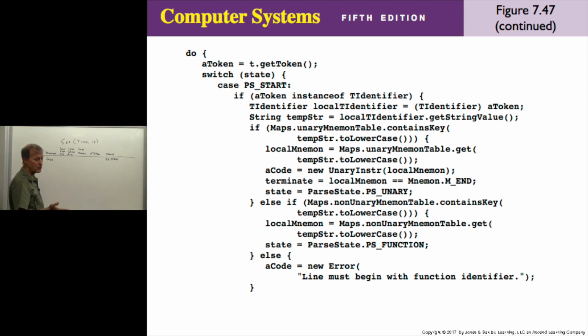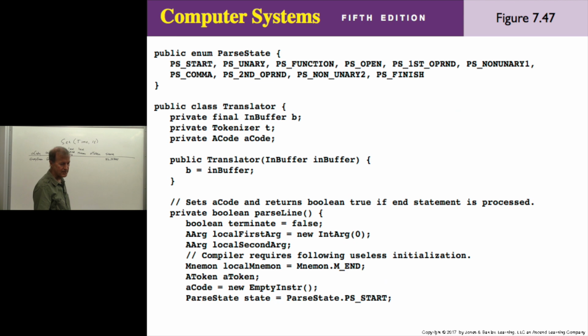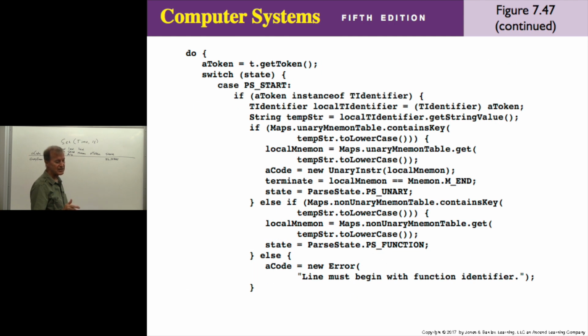A token gets what? T dot get token. What's T? Remember what T was? Yeah, T was the what? What does it say here? Private what? Tokenizer T. So T is the tokenizer. What does it return? Well, it returns a token. When you say T dot get token, it returns the next token.